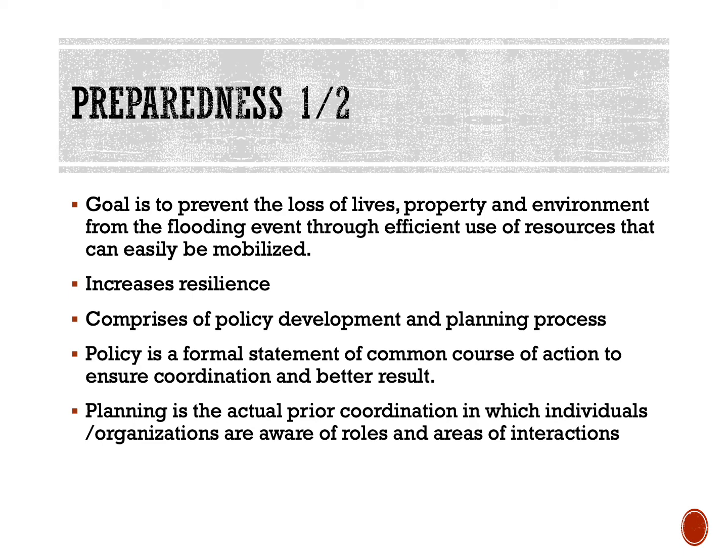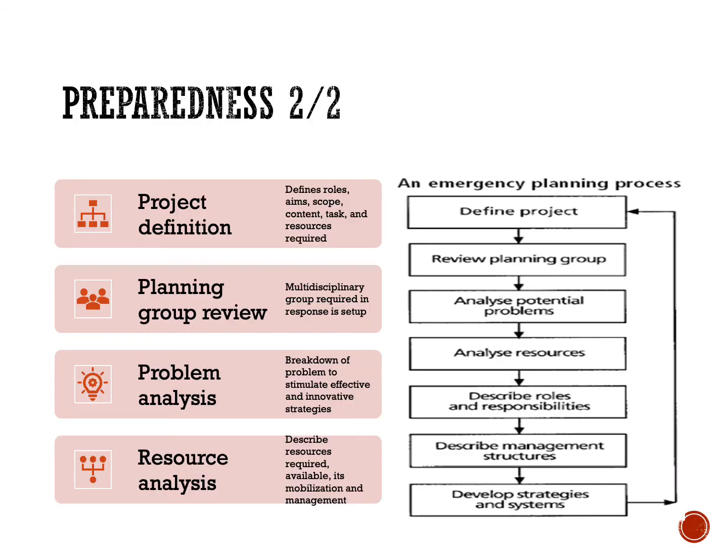So you should have clear policy guidelines: this is what will happen. Policy guidelines in terms of health, construction, fire, and environment. You predict the various things that can happen, and you have a clear written statement on what to follow if such a thing happens. Then planning is the actual coordination in which individuals and organizations are aware of their roles and areas of interaction once that disaster occurs. So let's go down to look at what planning entails.